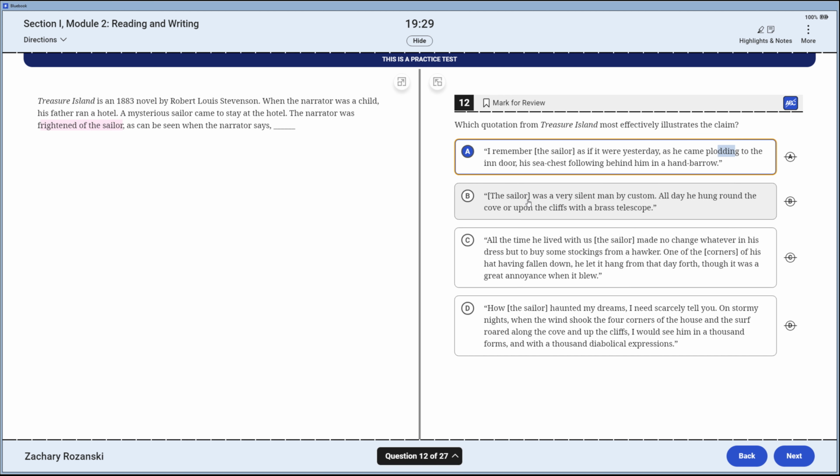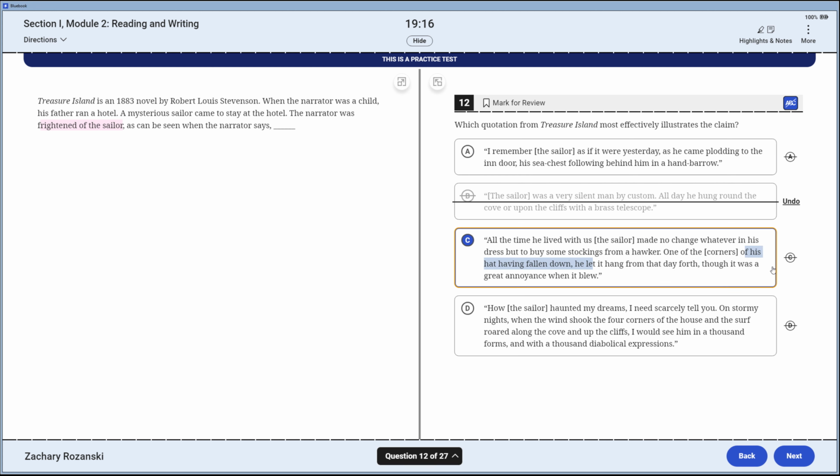Maybe? The sailor was a silent man by custom, although he hung around. No, this is just like he's suspicious, but I wouldn't say this. Maybe plotting so far, maybe. All the time he lived with us and made no change whatsoever in his dress. One of the corners of the hat falling down. Great annoyance. Maybe the annoyance seems stronger than plotting.